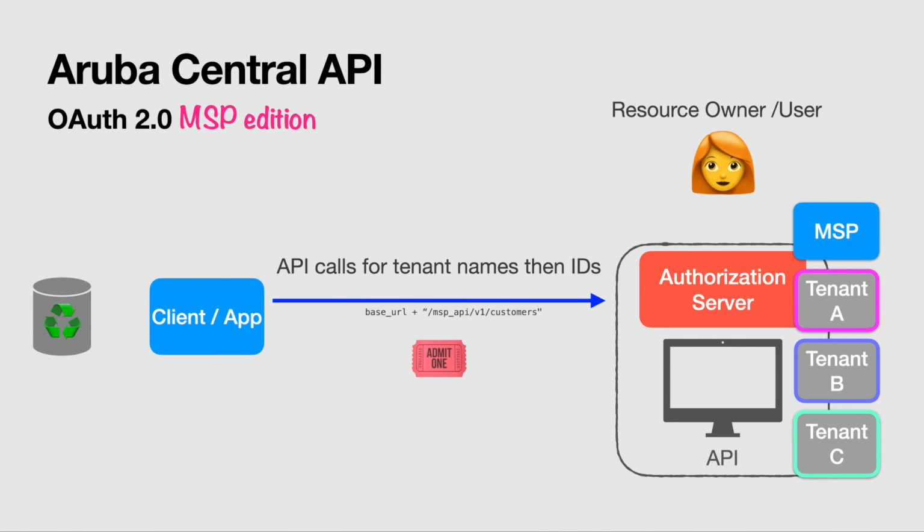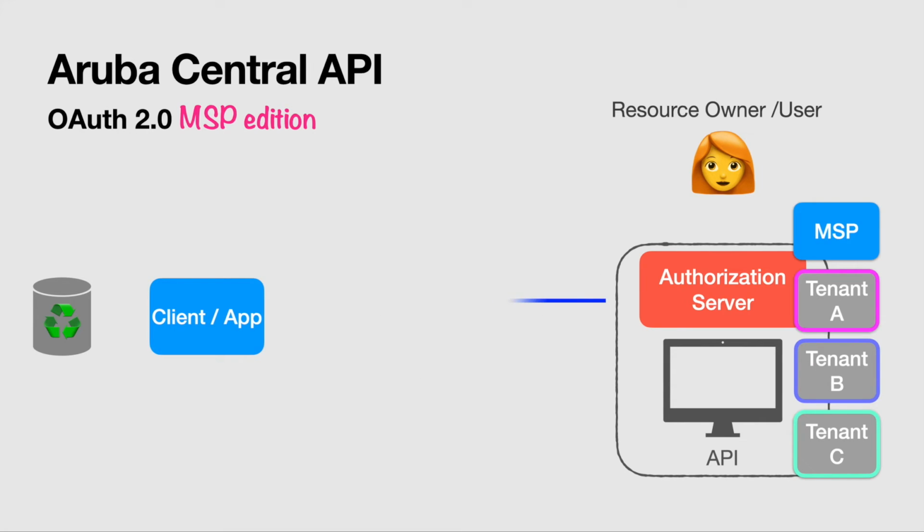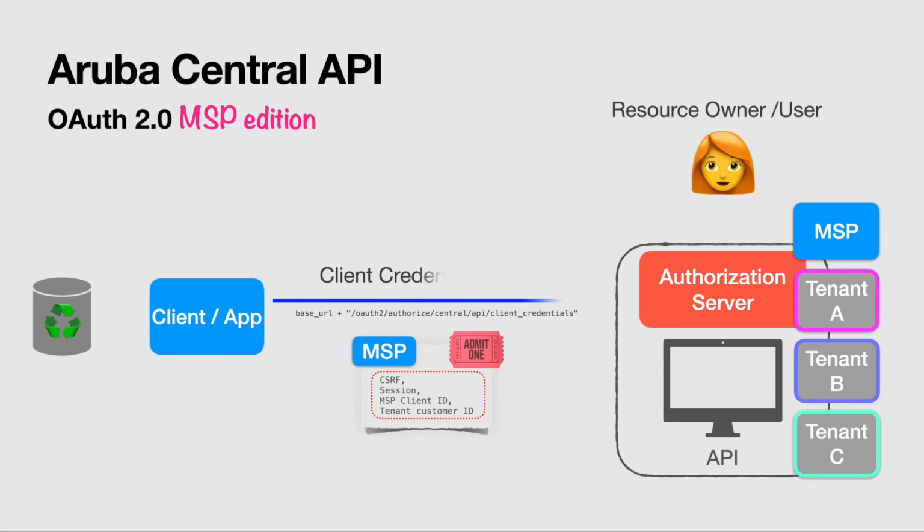We can use the MSP access token to make the API calls for the tenant names and the tenant IDs from the MSP_API v1 customers API. That will return our customer names and IDs that we need to make the next call. And that is to the all-important client credentials API.